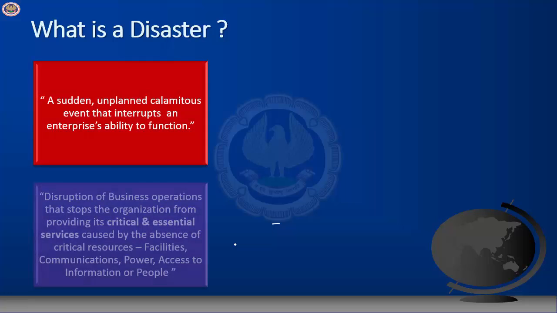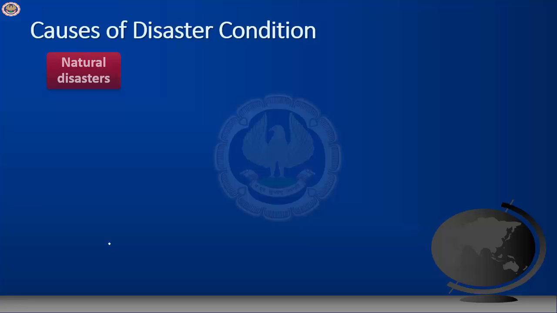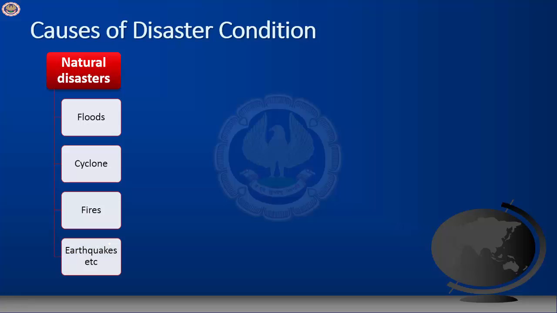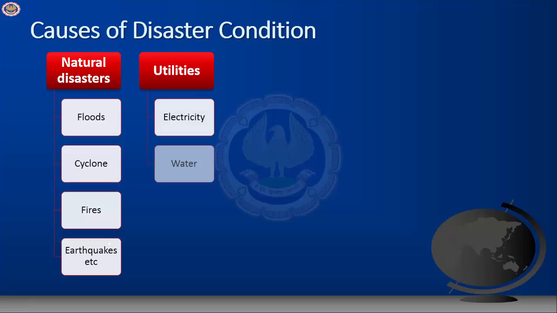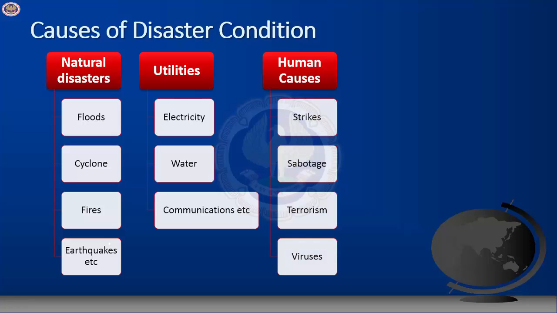What is a disaster? We already saw this. A sudden, unplanned, calamitous event that interrupts the ability to continue the operations. Which means it stops the organization, and we're looking at the critical and essential functions which can be impacted. What could be the cause of a disaster condition? We already discussed this earlier. It could be natural disasters, it could be floods, cyclones, fires, etc. There could also be utilities which could be impacted, because of the failure of the utilities you may have a disaster. But there could also be human causes. This gives you a list of the disaster conditions.